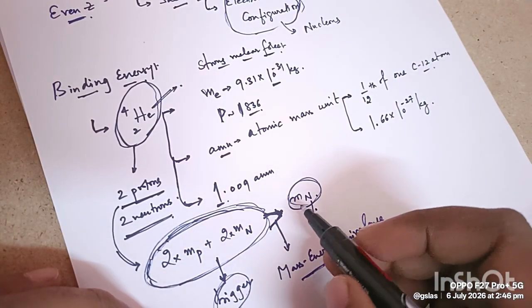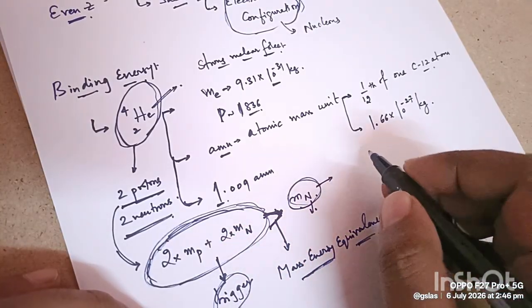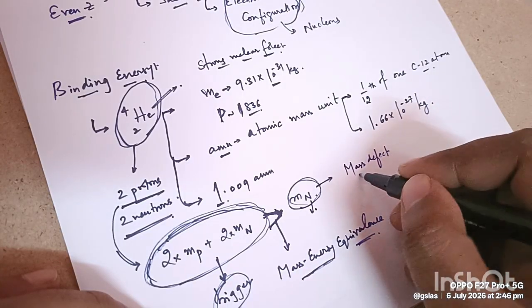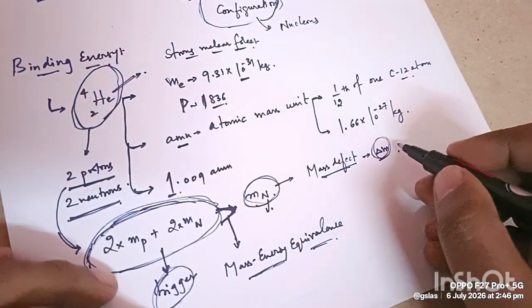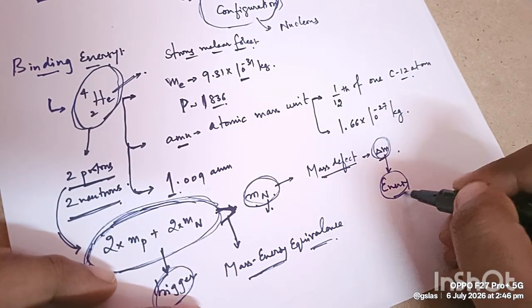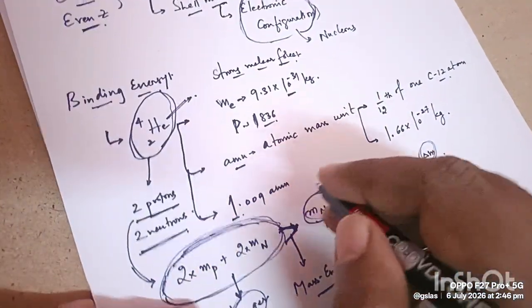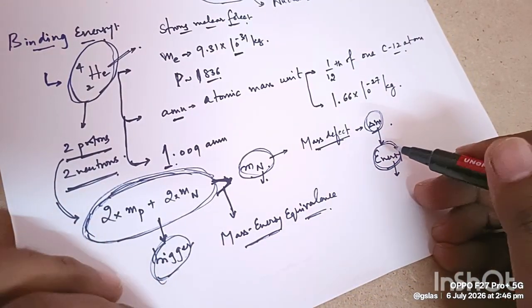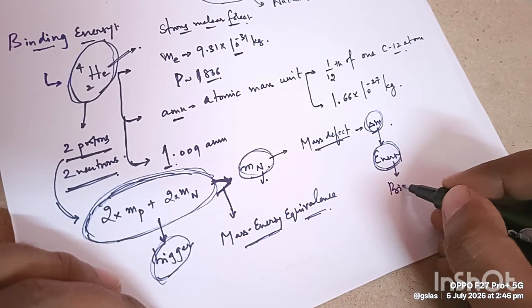And whatever we call this difference in mass, we call it as mass defect, delta m, right? And equivalently this can be converted into energy, and this much of energy is used to bind all these constituent nucleons. Since this energy is used to bind these nucleons, right, this energy is called binding energy.